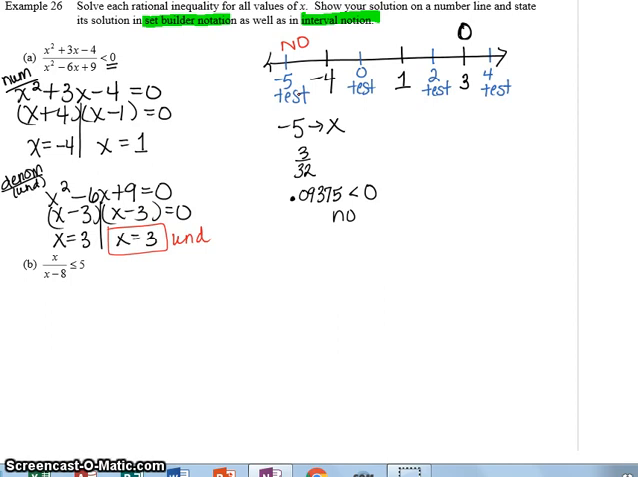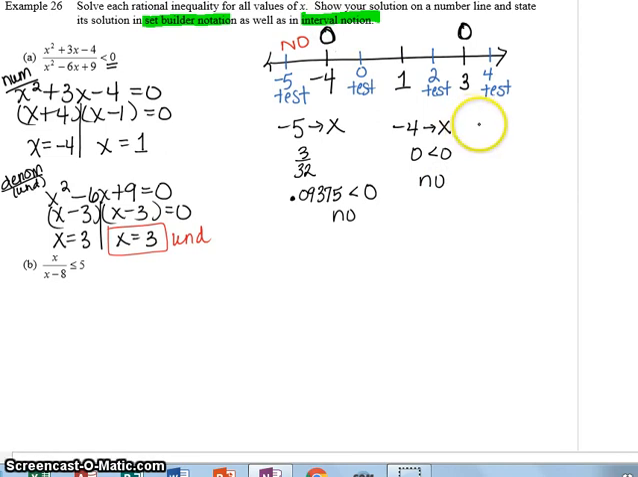Just go up and highlight it, and I get 0. So when I plug a negative 4 in here, I get 0. Is 0 less than 0? No. What does that mean? It's an open circle at that critical value. You cannot include it.